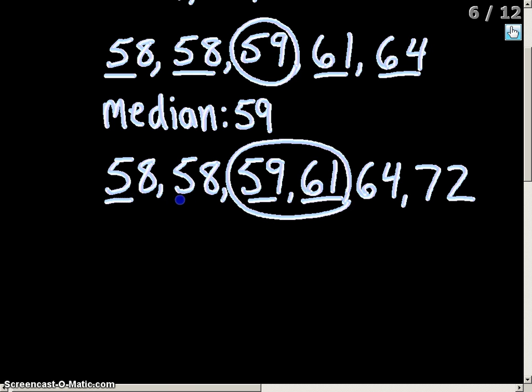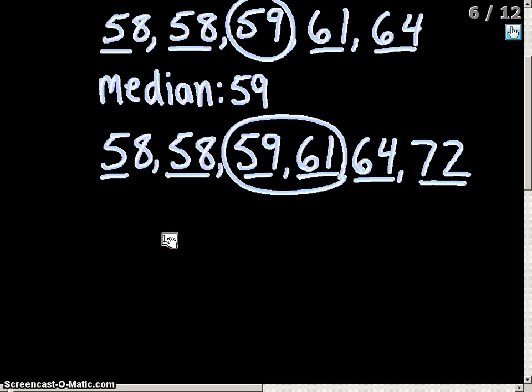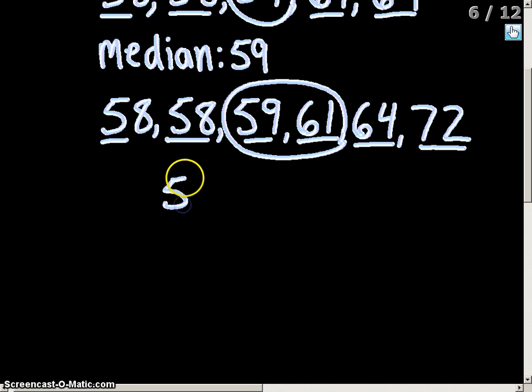So I can see on the left-hand side, 2 numbers, right-hand side, 2 numbers. What I need to do is find the average, or the mean, of these 2 numbers. So what I will do is take 59 and add 61 to it.